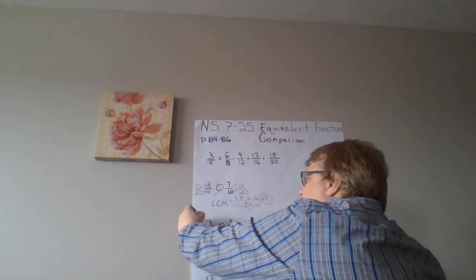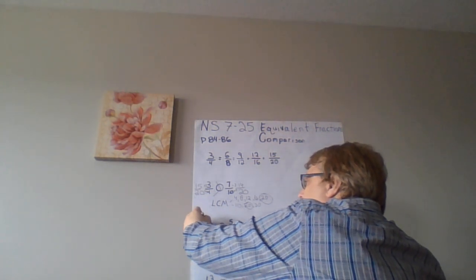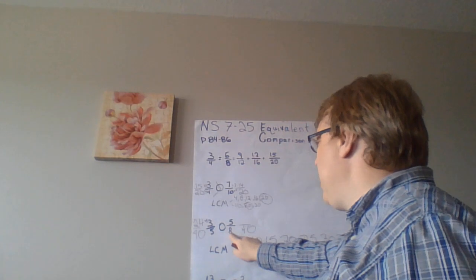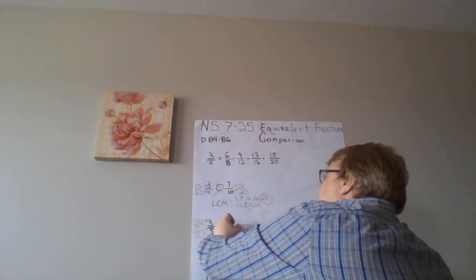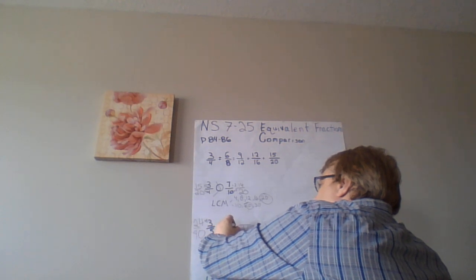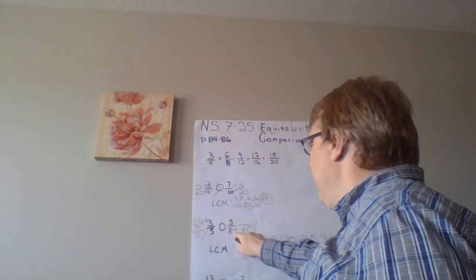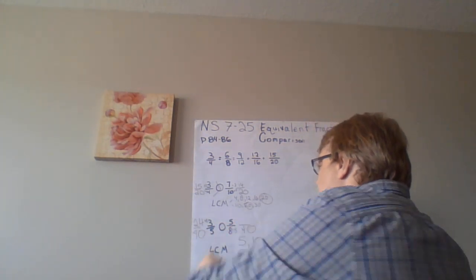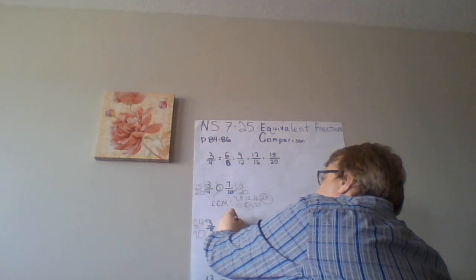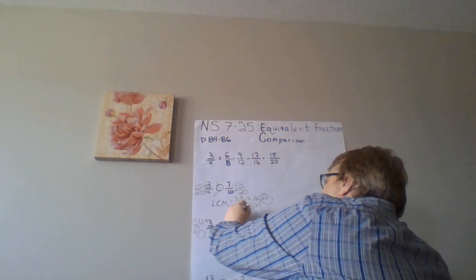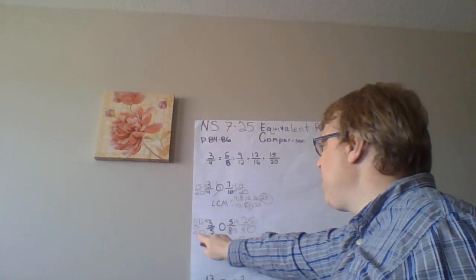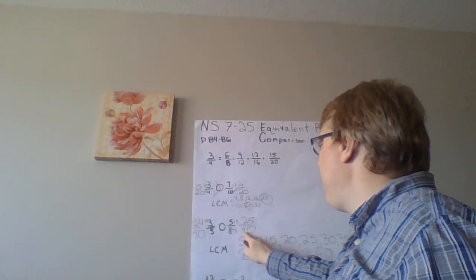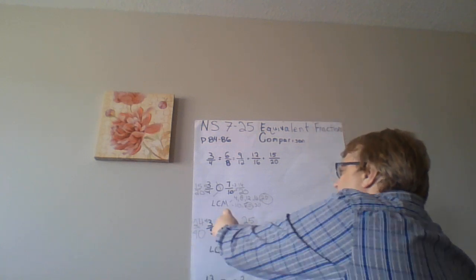3 times 8 is 24. What do we have to multiply 8 by to get 40? It's 5. We multiply the bottom by 5, and we multiply the top by 5. 5 times 5 is 25. Now it's easy to compare. 24 over 40, 25 over 40. Which one's bigger? 25 over 40.